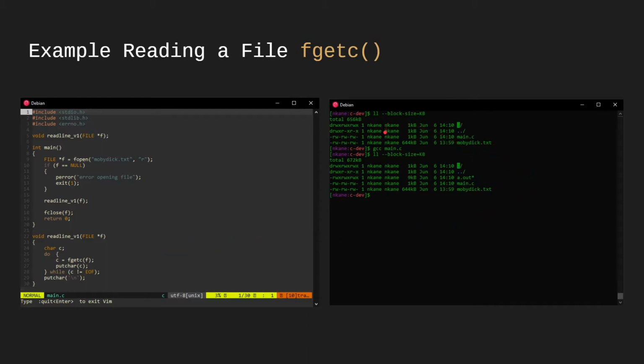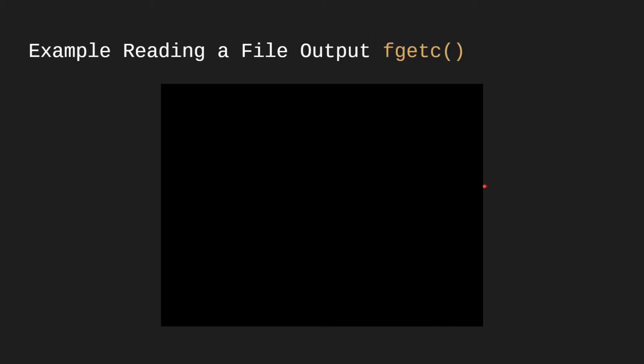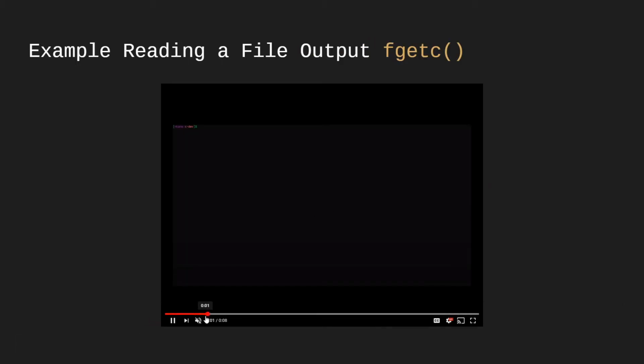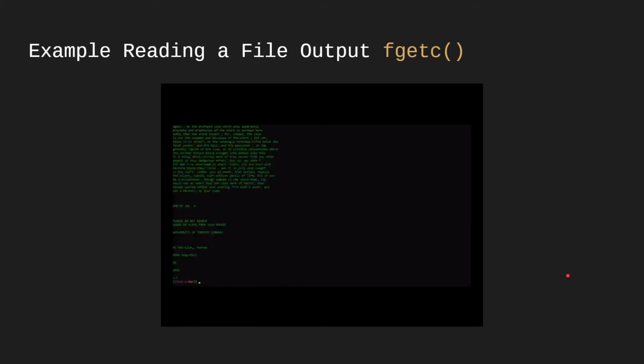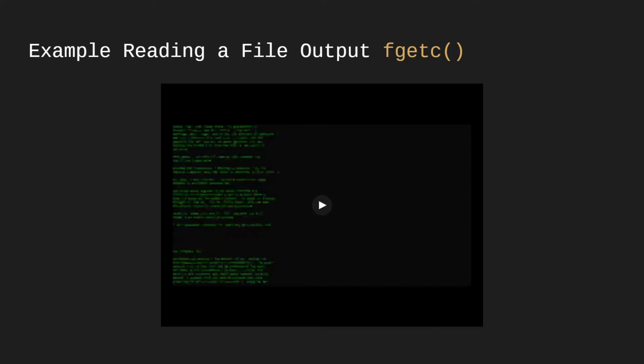Just to show you how large this mobydic.txt file is, when we list out the block size for this text file, it's pretty large in comparison to our other files. We have 644 KB. Here is a video of the output of this file, and I thought this was the best way to show you. You can see from that, it's quite a lot of text. That went pretty fast using fgetc.